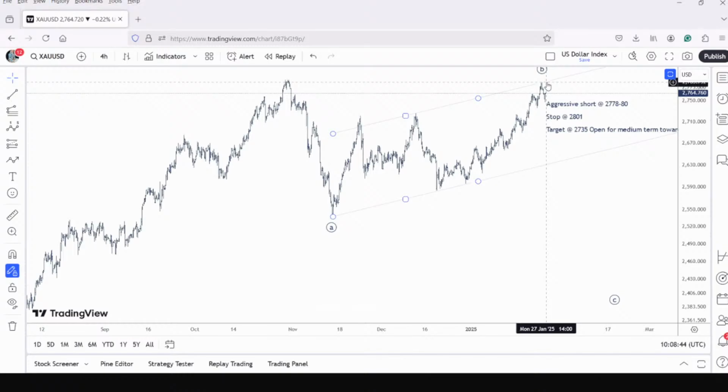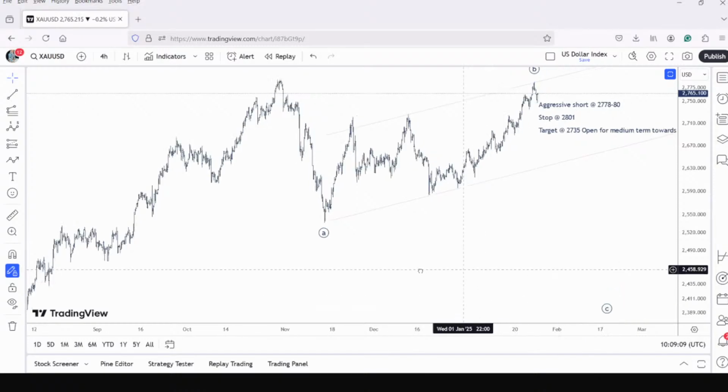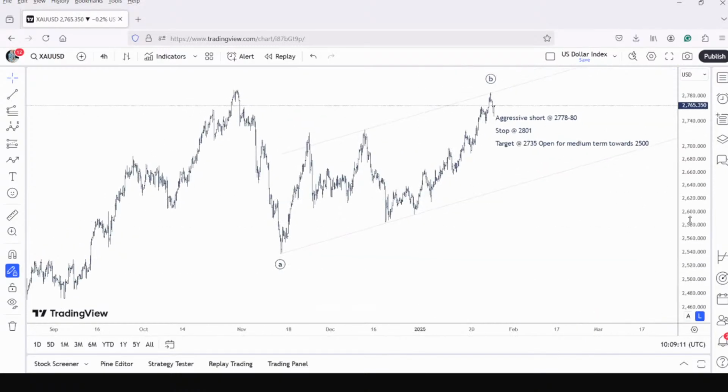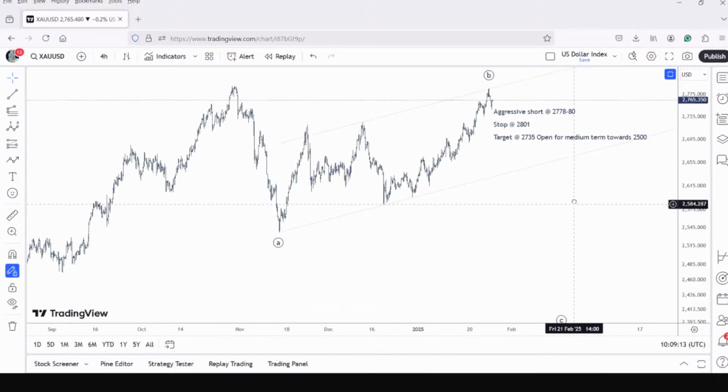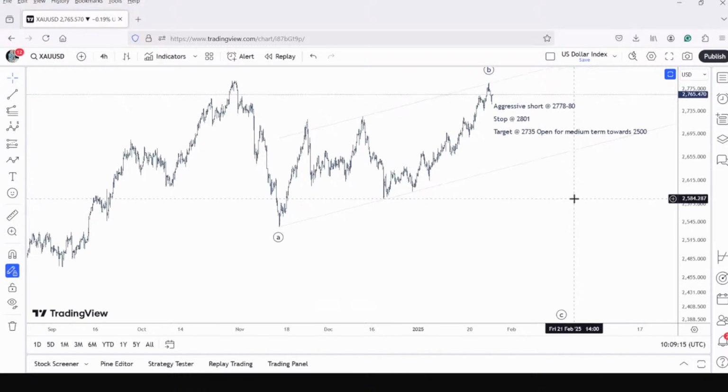I'm just updating the story, what has happened until now. At this point in time, as we are speaking, we are aggressively short around the 2780 zone. Stop is around 2801 and short-term target 2735. If you are a medium-term or positional trader, then prices are expected to go much lower towards the 2450, 2500 zone. So that is the larger degree story for gold.